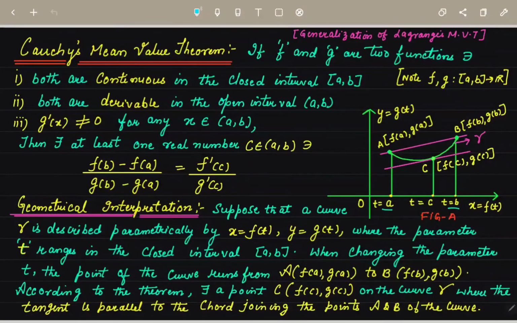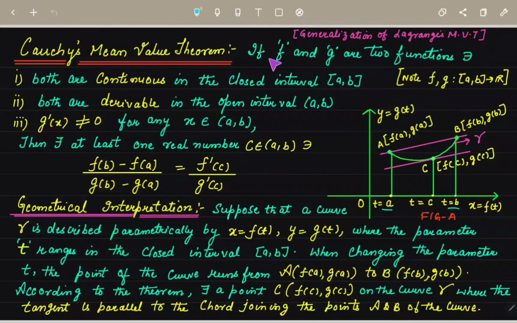Today I am going to teach you Cauchy's mean value theorem. Basically, Cauchy's mean value theorem is the generalization of Lagrange's mean value theorem. We know that in Lagrange's mean value theorem we use a single function, but in Cauchy's mean value theorem we use two functions. That is why we call it the generalization of Lagrange's mean value theorem.